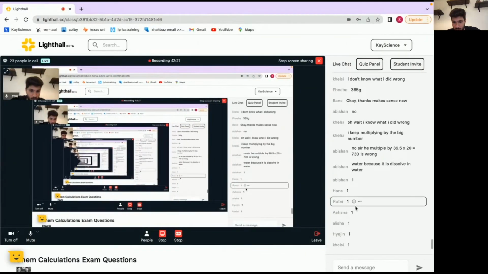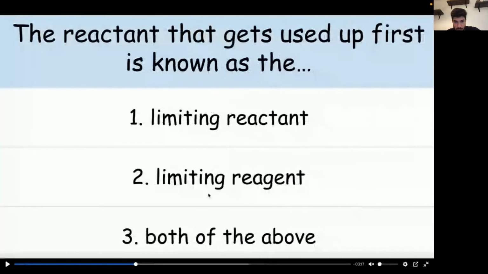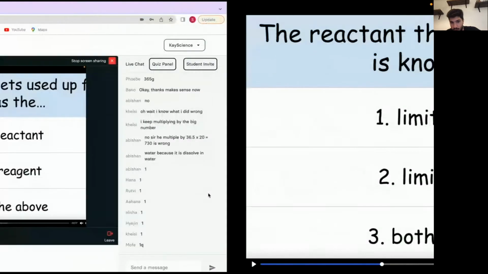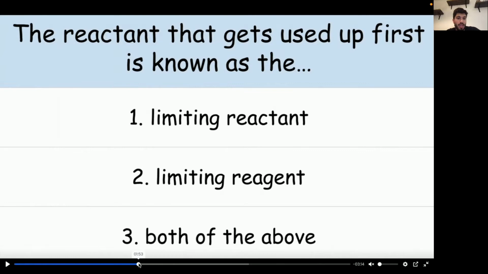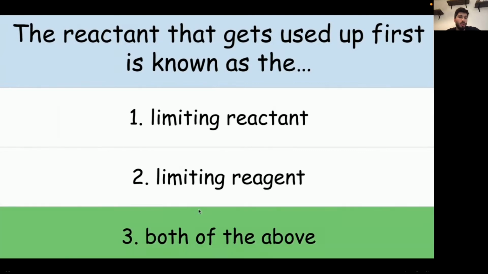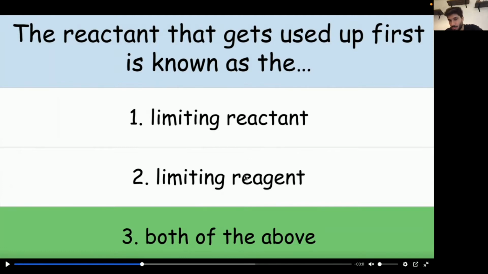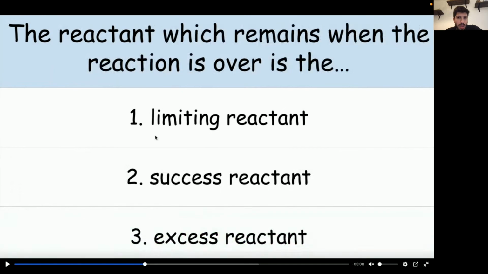Oh, I see lots of ones. Is there a smarty pants amongst us? Number 3 is both of them. It's known as the limiting reactant or the limiting reagent, remember. You'll see it in different textbooks. Limiting reactant, limiting reagent. Reactant and reagent are synonyms of each other. They have essentially the same meaning.